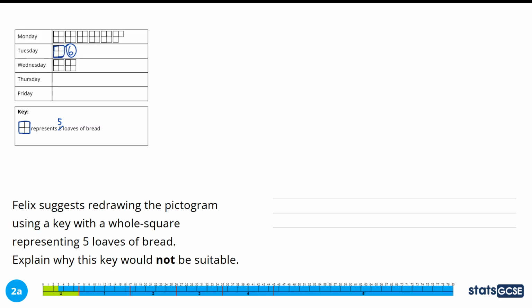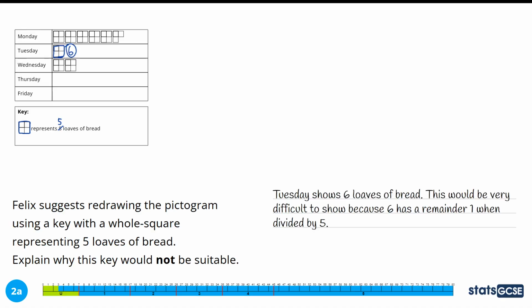But then you're left with this awkward amount because the square is split up into 4. It's not split up into 5. So it's going to be really difficult to show that final amount. So what you need to do is just write down that Tuesday shows 6 loaves of bread. This would therefore be very difficult to show because 6 has a remainder 1 when divided by 5.